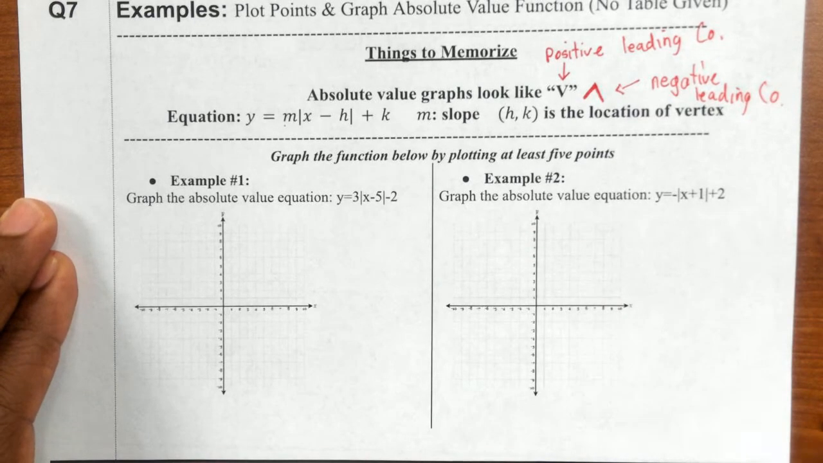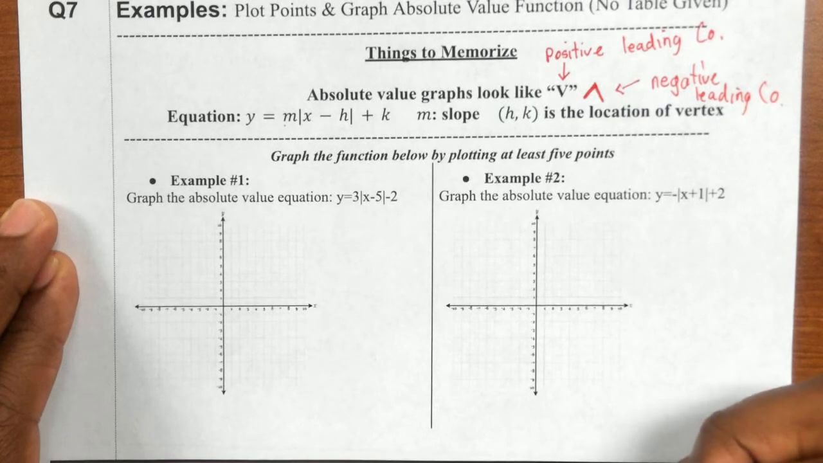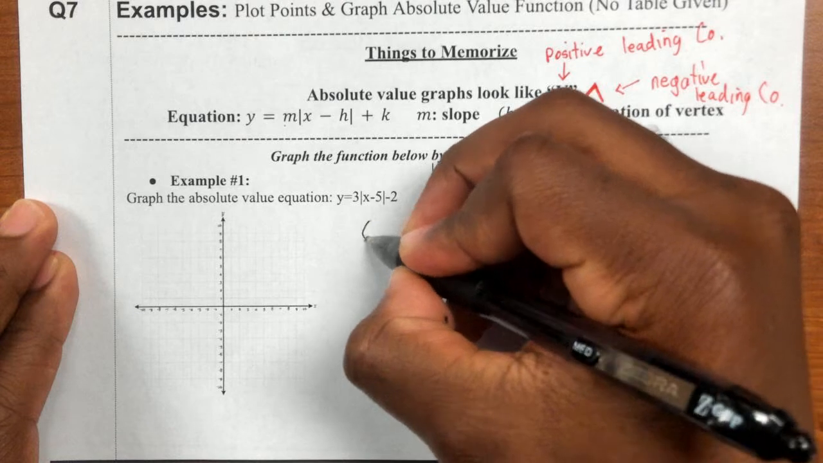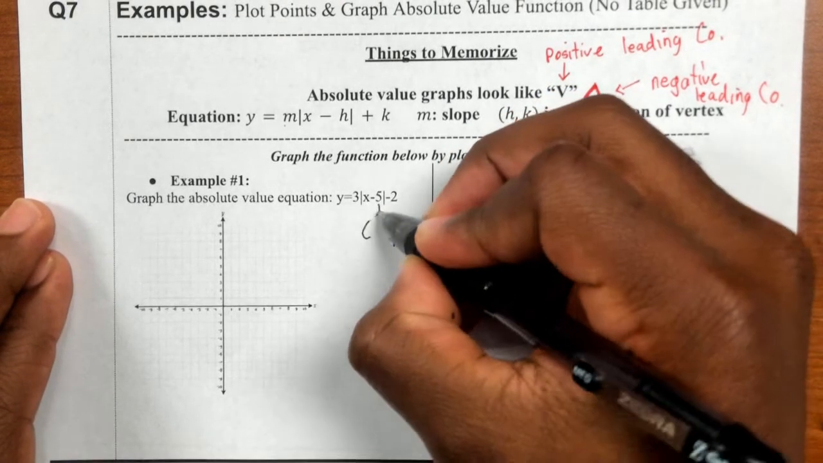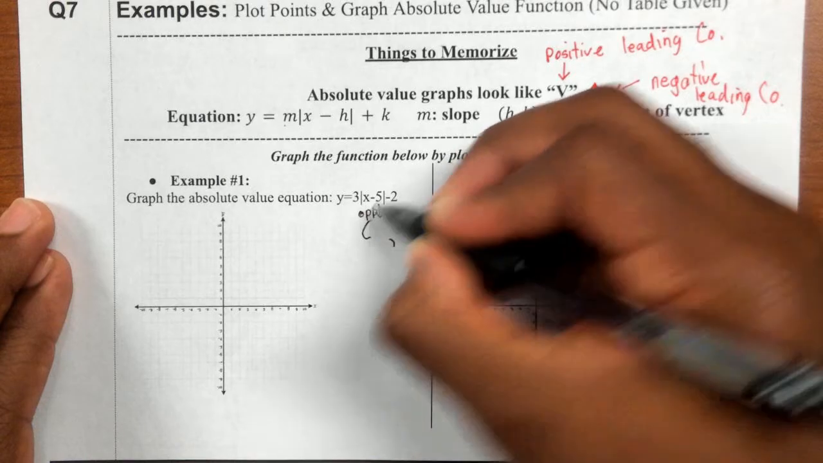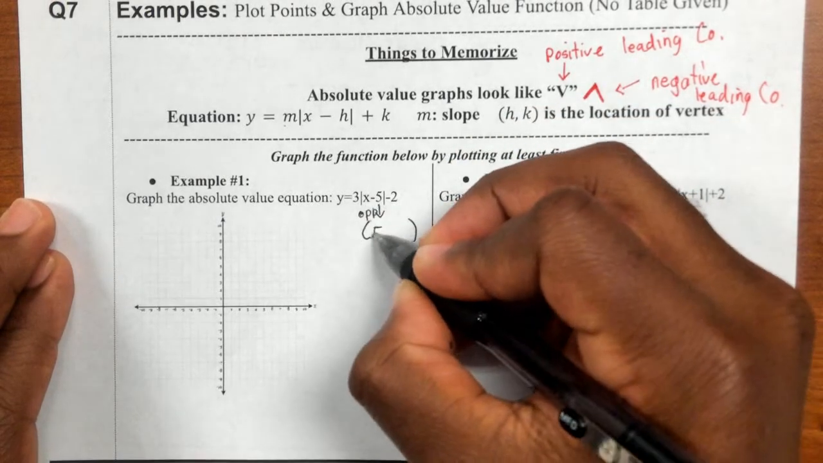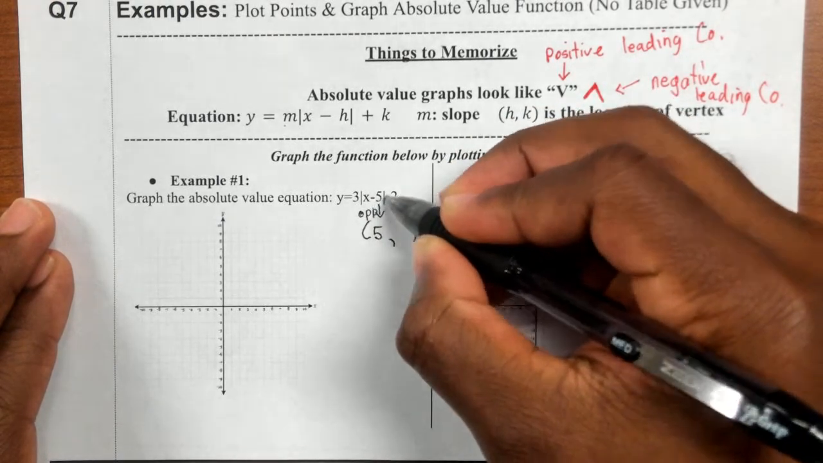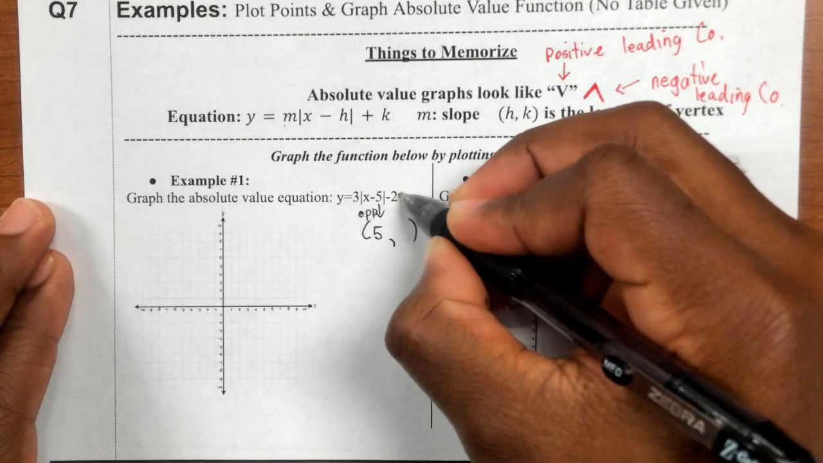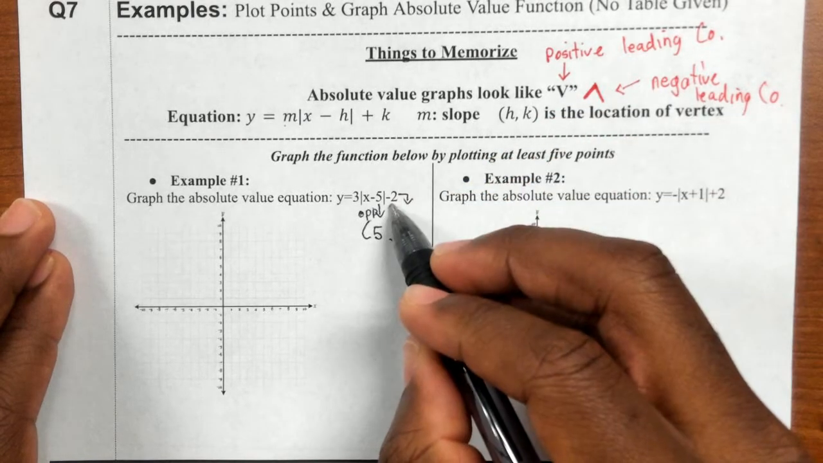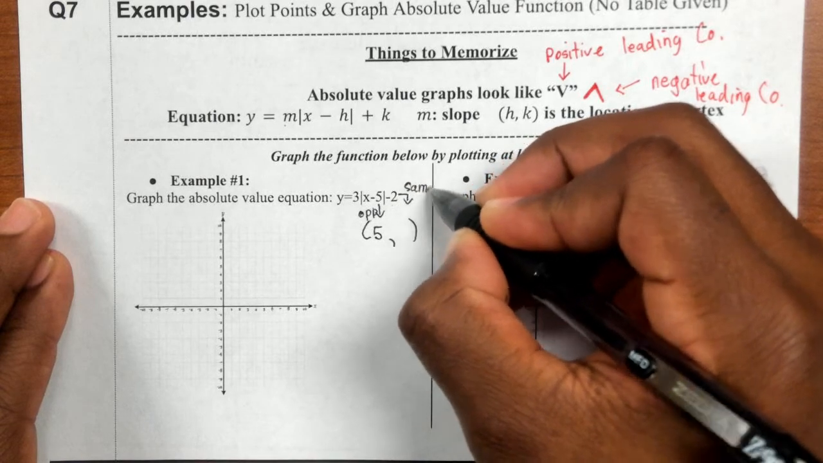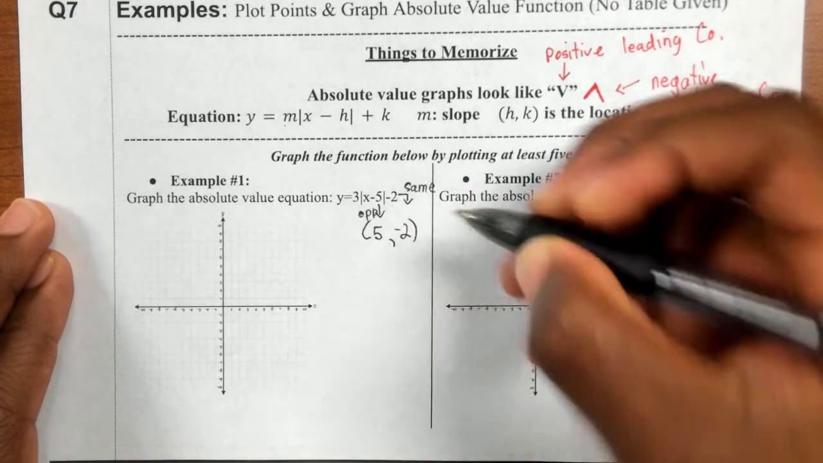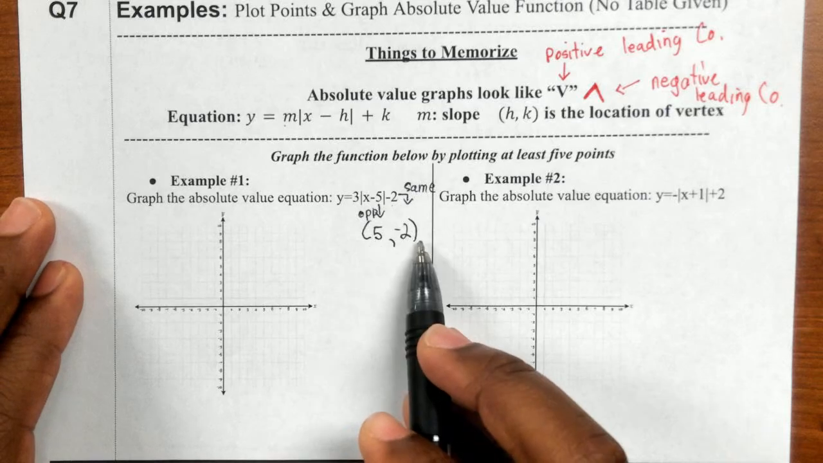When you're graphing this, you always need to graph what we call the vertex first. To get your vertex, you look at the number inside of the absolute value, and you do the opposite of that sign. Opposite of a negative 5 is a positive 5. You look at the number to the right of the absolute value, and you do the same as that number, not the opposite. So my vertex is 5, negative 2.